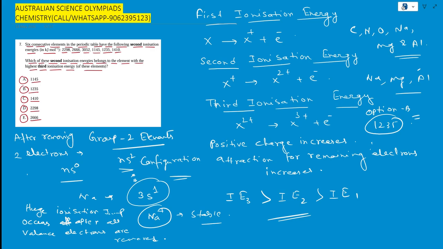In Olympiad chemistry, numbers are not random. Numbers tell stories, and the moment you learn to read those stories, the periodic table stops being difficult and starts becoming beautiful. So I hope all these logics become beautiful to you.